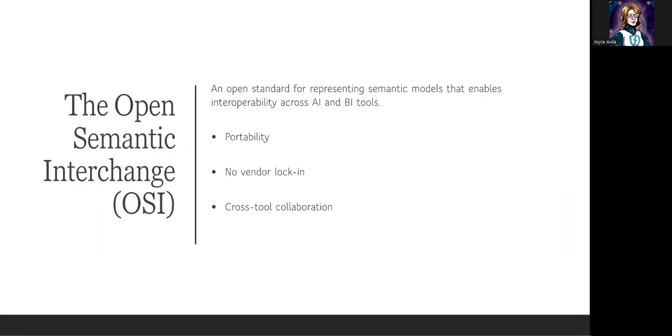OSI is an open standard for representing semantic models that enables interoperability across AI and BI tools. Its key benefits are portability, no vendor lock-in, and cross-tool collaboration. OSI is portable because you're able to define a semantic model once and use it across Snowflake, dbt, Tableau, Power BI, Salesforce, Databricks, and more. There's no vendor lock-in because OSI is an open standard, which means teams can use different BI and AI platforms to share a single authoritative semantic model.